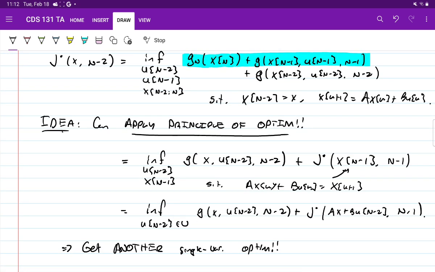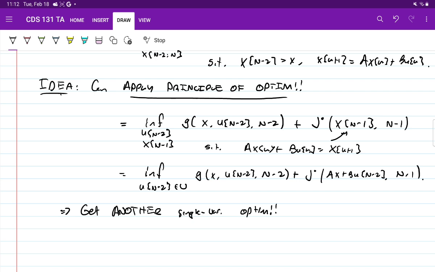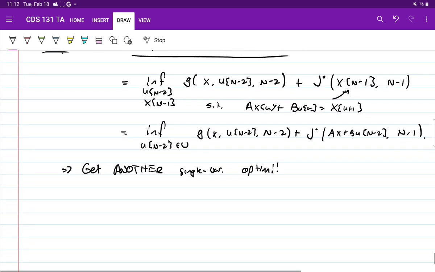Now what we found is that by applying the principle of optimality, which says that an optimal solution for n minus 2 also needs to be optimal for n minus 1, which is a smaller subproblem, right? By applying this principle of optimality, we were able to just substitute in our optimal cost to go from our previous time step, right? Once we did this, we just pop our constraint in. We find ourselves with a single variable optimization problem, right? Since at the previous time step, we already determined the best thing to do at time n minus 1, okay? So this is a really powerful idea, okay?